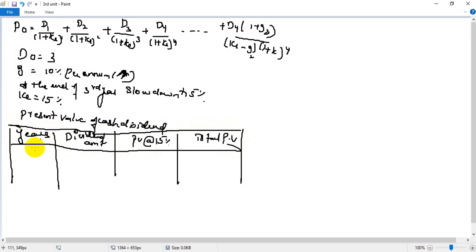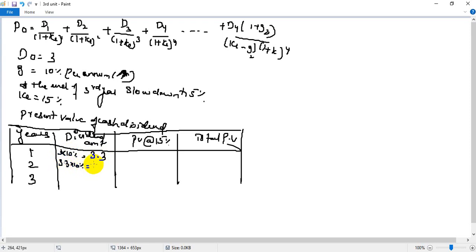So here, how much has he given you? 3 years. So 1, 2, 3. The current year D0 is 3. Now every year it is 10% increasing. So 3 into 10%, how much will it come? 0.3. So it will be 3 plus 0.3, it will be 3.3. Again on 3.3 you need to do 10%.